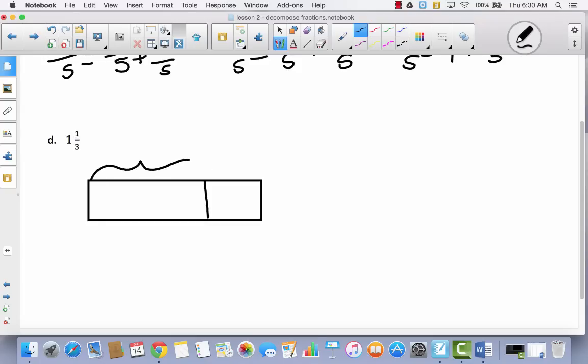Now, because the denominator in this fraction is thirds, that tells me that my whole has to be divided into 3 parts. So I'm going to draw 2 lines. So now I've got 1, 2, 3 thirds, and this is my other third. This one's a little bit bigger, but that's okay. All right, so now I'm going to shade all of it this time. So I have 1 whole and 1 third.